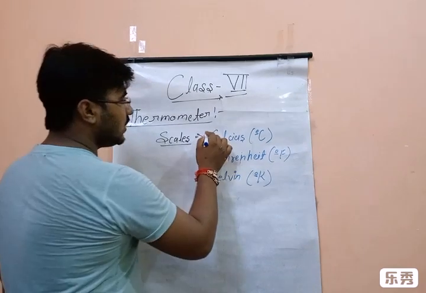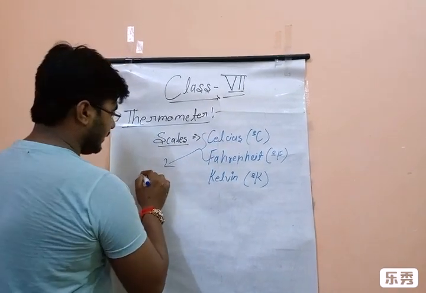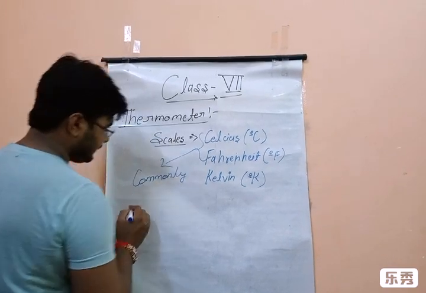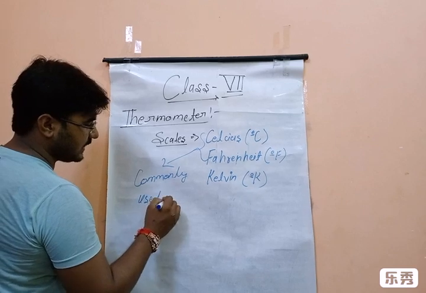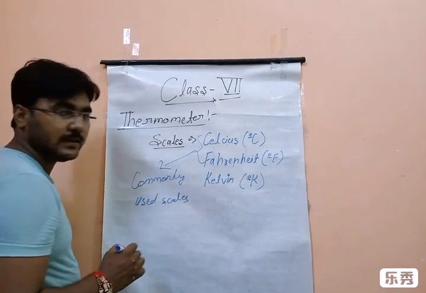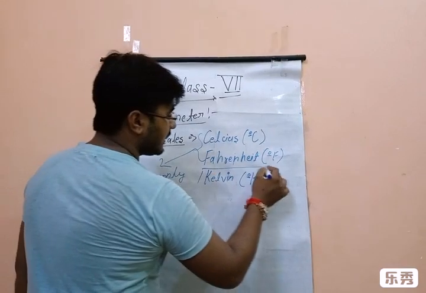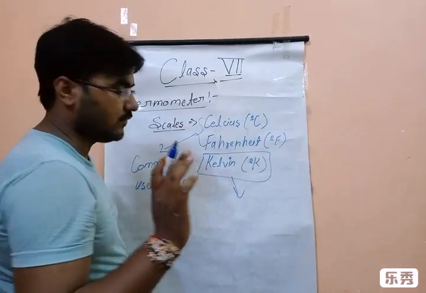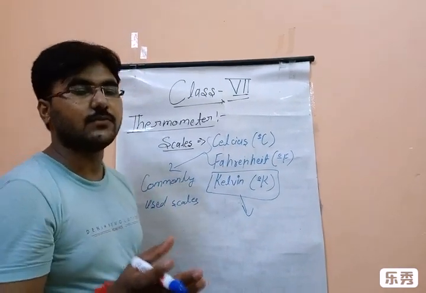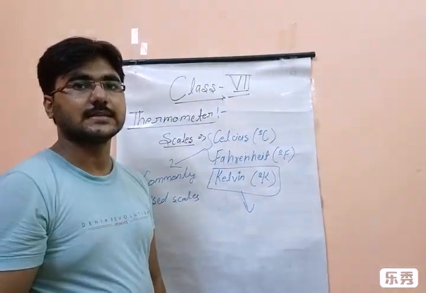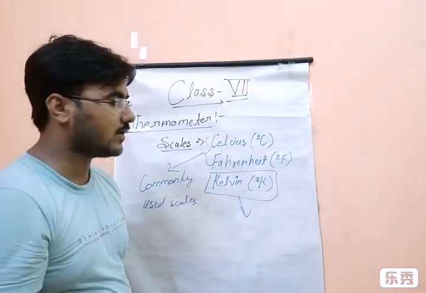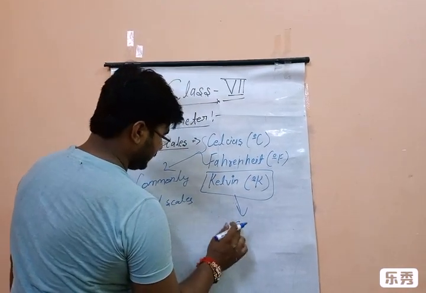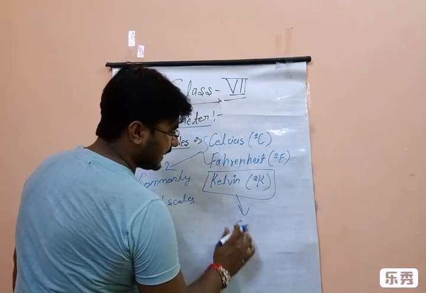Okay, these two are very common, commonly used scales. But the Kelvin is used basically for scientific things. When we are using any scientific method, when we are doing any experiment in a scientific lab or any laboratory, then Kelvin is used. So we can say it is scientifically used.